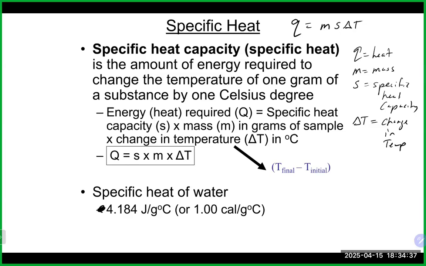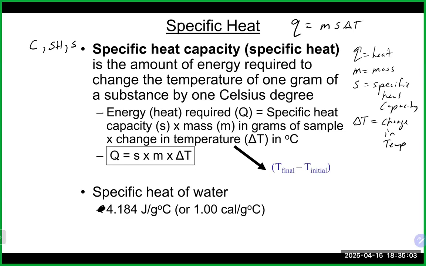Now, I will say that some books and some people will use different letters for specific heat capacity. Commonly, sometimes people will use C for specific heat capacity. Some people use SH. I roll with S because, I don't know, probably it was beat into my head at some point along the way and I can't get it out. So people use different letters to represent the specific heat capacity.